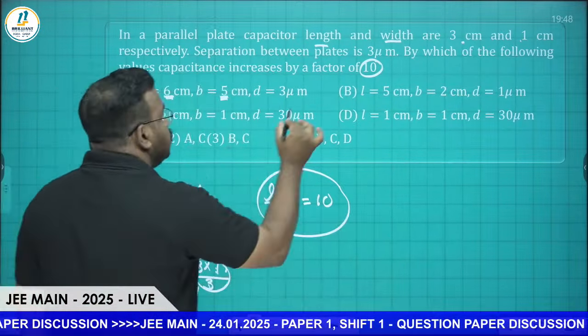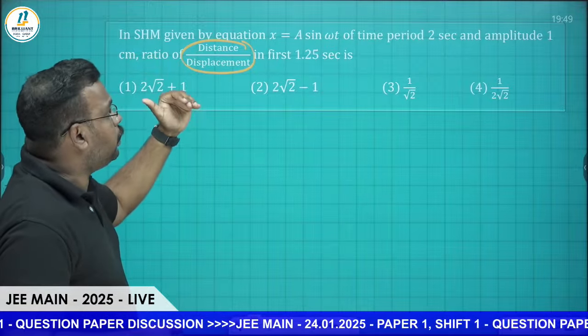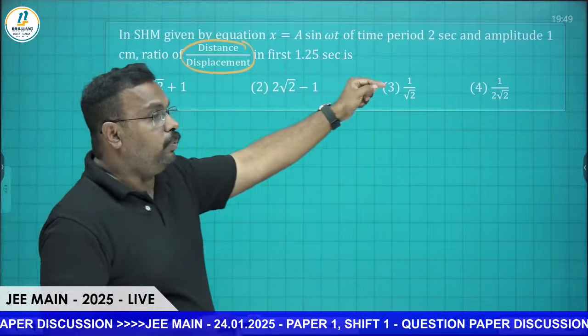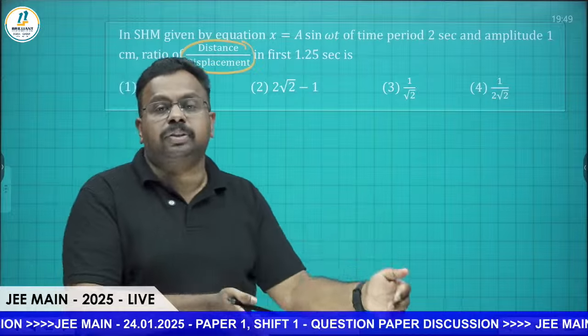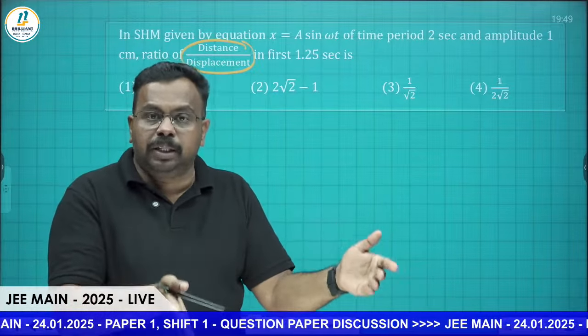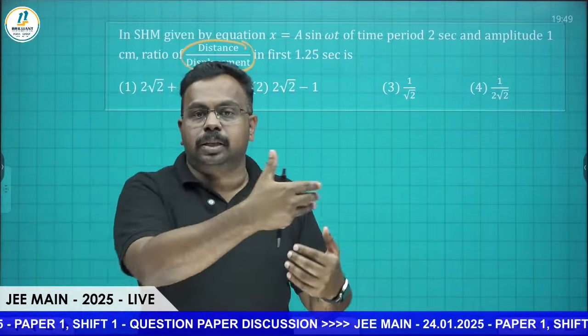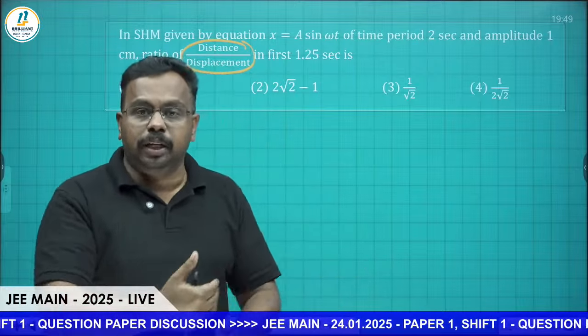Next, in SHM, given by the equation x is equal to a sin omega t, of time period 2 seconds and amplitude 1 centimeter, ratio of distance by displacement in first 1.25 seconds is, it's a nice question actually. This is the ratio of distance to displacement in simple harmonic motion in first 1.25 seconds. That means after 1.25 seconds you have to check where will be that particle, and what is the distance covered and what is the displacement of the body. The ratio only they're asking.